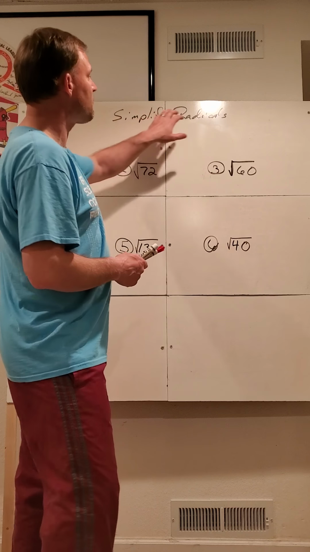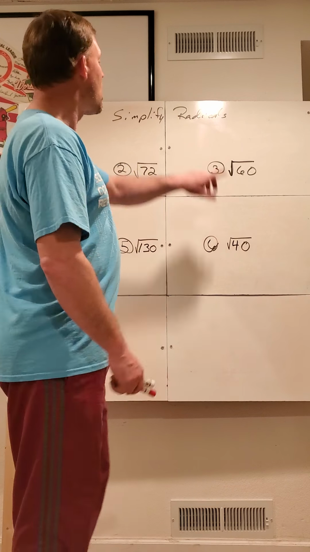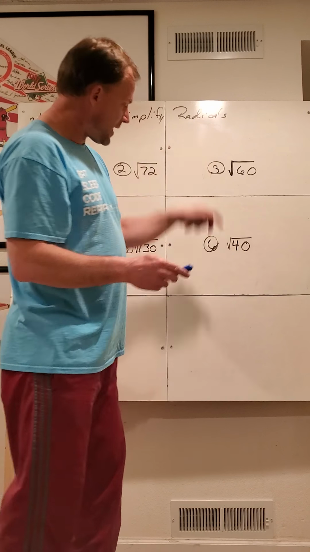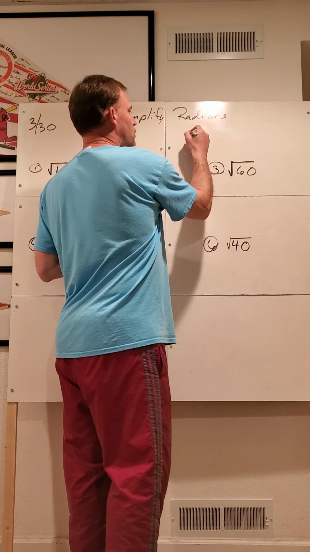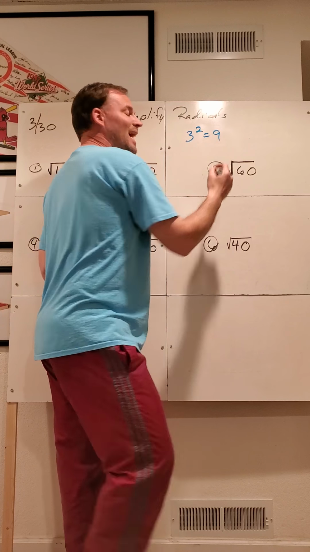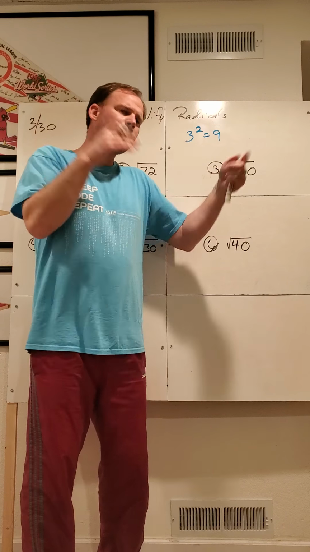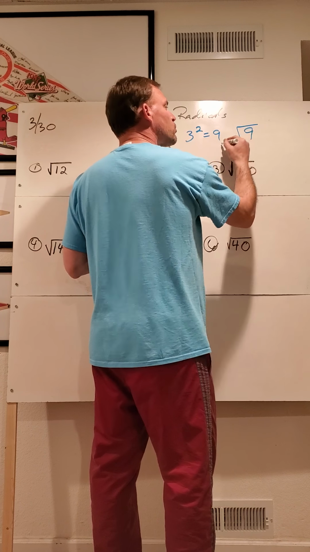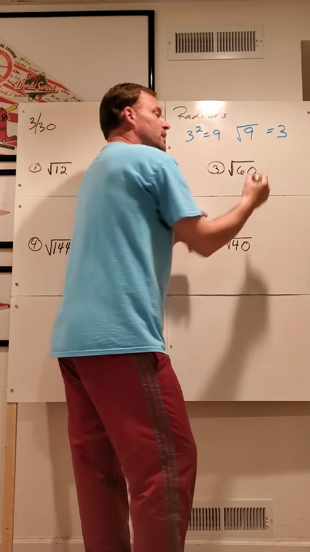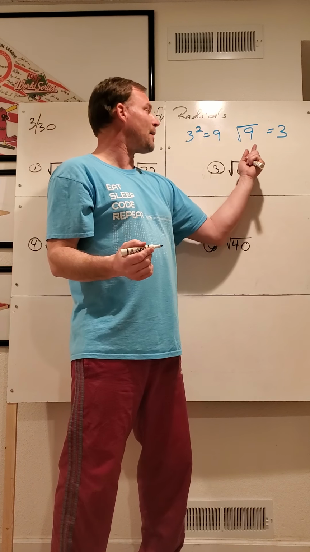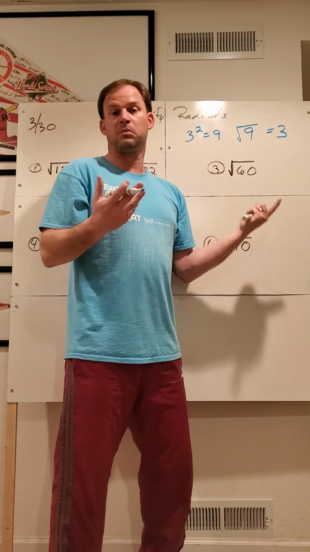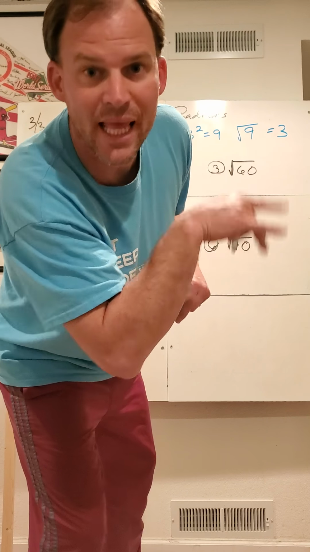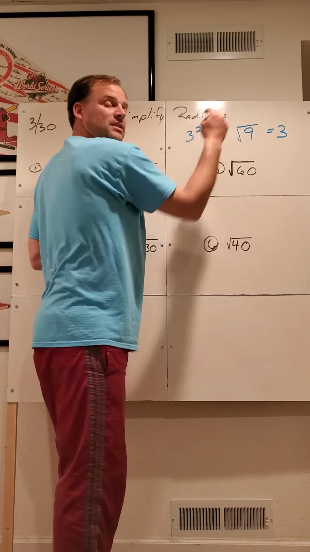We're going to discuss simplifying radicals. What is a radical? A radical is another name for this sign right here. It is the square root sign. So before we get into any of this, 3 squared is 9. If I want to undo that, if I want the opposite, I say the square root of 9 is 3. So the square root is the opposite of the squared. They go hand in hand. They're opposites of each other. That's going to come in handy later on. They undo each other.